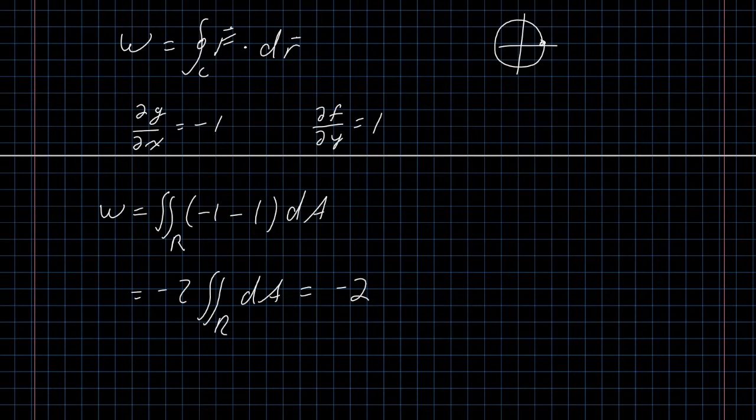Isn't that lovely? We have a circle with radius 2. The area of a circle with radius 2 is, well, in general, pi r squared. 2 squared is 4, so we get 4 pi. So the work done on this particle as it goes around this circle is −8 pi.